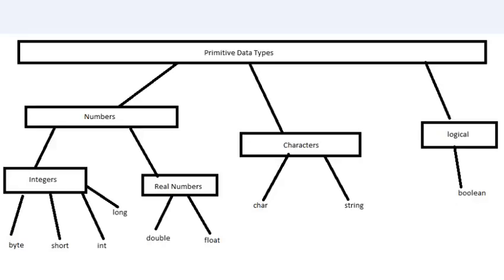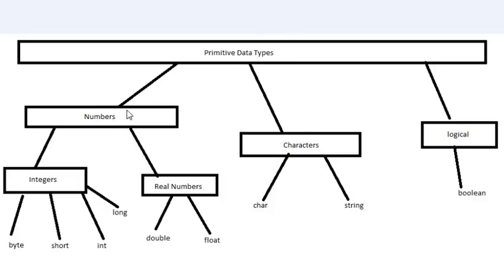In this tutorial we're going to be taking a look at primitive data types. What these are is pretty much the building blocks of all the programs you're going to make. I've broken this down into several different categories. Starting at the top we have primitive data types. This is divided into three more subsections: numbers, characters, and logical.